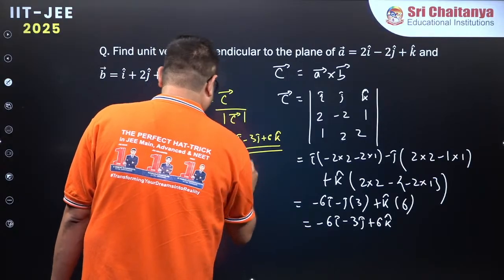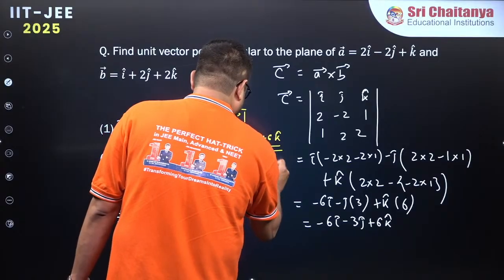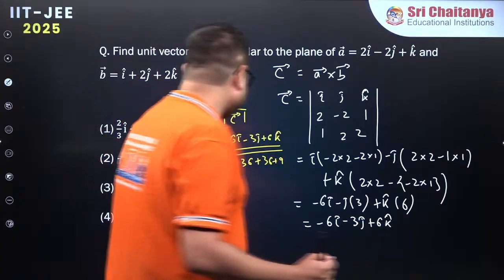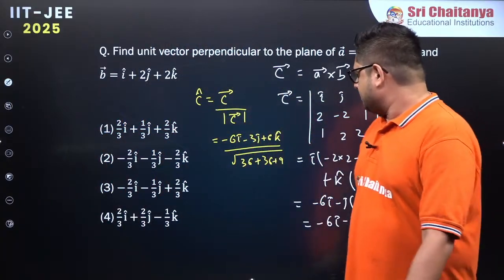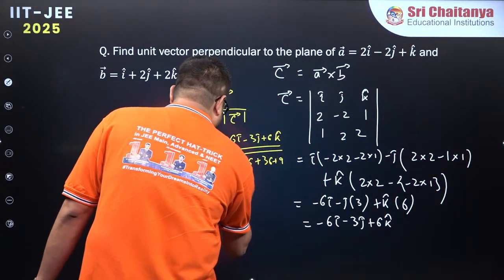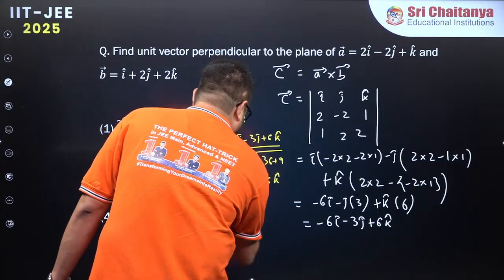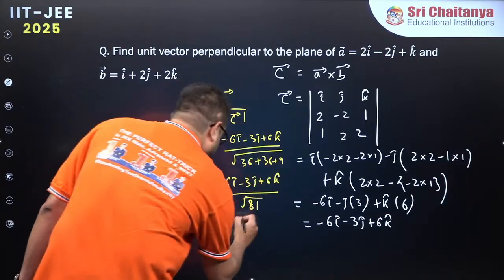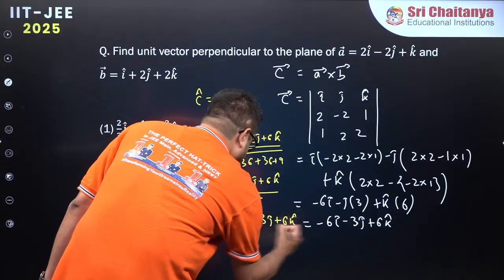That is going to be equivalent to 36 plus 36 plus 9. What I will be getting, everyone? Can write it down over there? What should we get? 36 plus 36 is 72, plus 9 is 81, isn't it? So I will be getting it as minus 6 i cap minus 3 j cap plus 6 k cap over square root of 81. What is square root of 81? That is 9, isn't it? So I will be getting minus 6 i cap minus 3 j cap plus 6 k cap divided by 9.